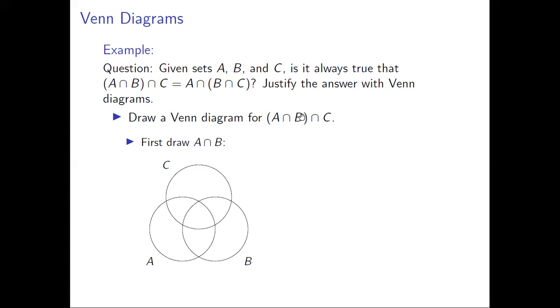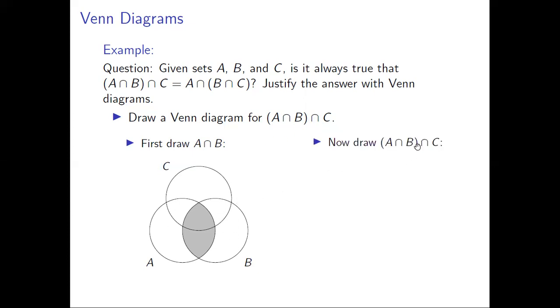Because that's in parentheses, so I have to do that first. So first I want to draw A intersected with B. So I have my 3 circles, and now I want to do A intersected with B. Okay, that's A intersected with B. Now I need to take this diagram that I just made and draw the intersection of that with C.